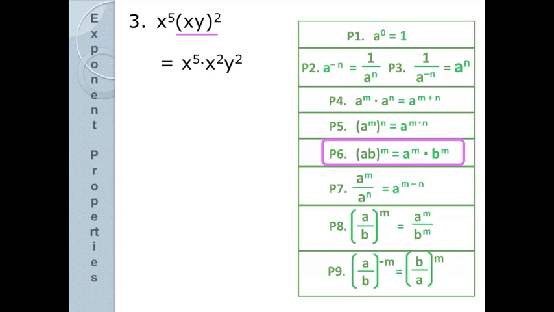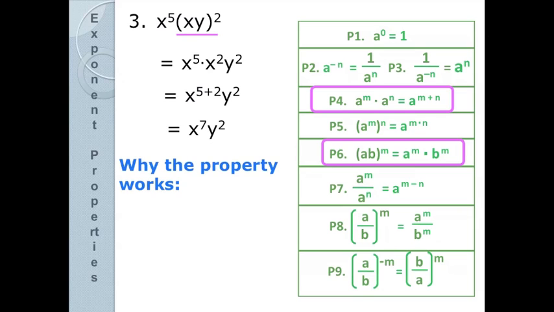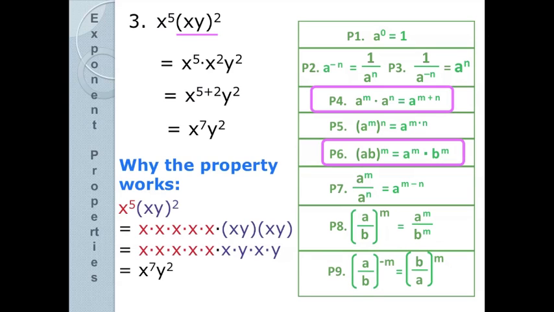We must continue to simplify to get rid of the like bases. We have the exponent property that says we can add the exponents when we have like bases. So 5 plus 2 gives us 7. So our final answer is x to the 7th y squared. Again, to see the further understanding of why this works, you do not have to copy this down.